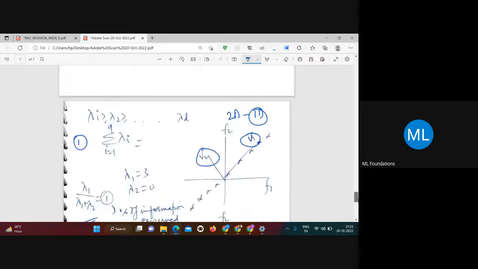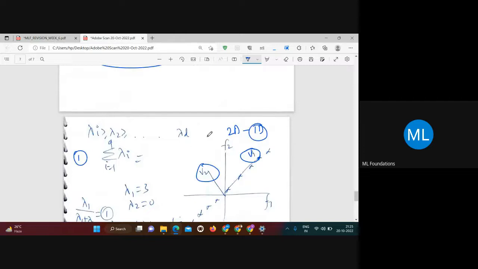Yeah, this is the contribution, like how much of the information you are able to preserve. For example, you converted 10 dimensions to 2 dimensions. You'll have 10 eigenvalues, right? You just kept 2 eigenvectors corresponding to lambda 1 and lambda 2. Lambda 1 was the maximum and lambda 2 was the second maximum, right? So how much of the information have you preserved?